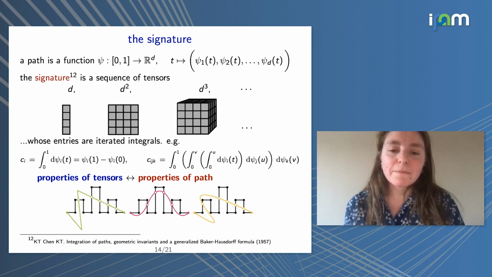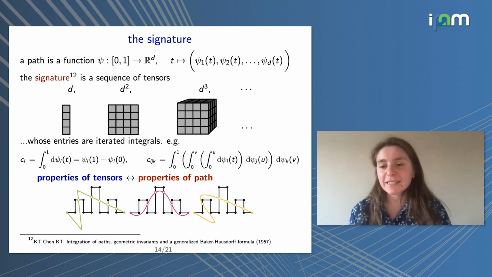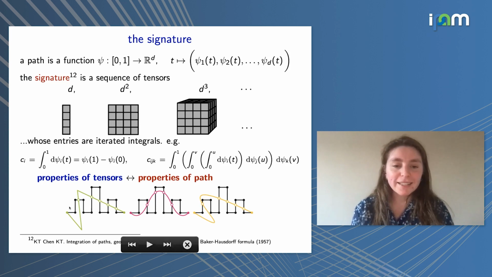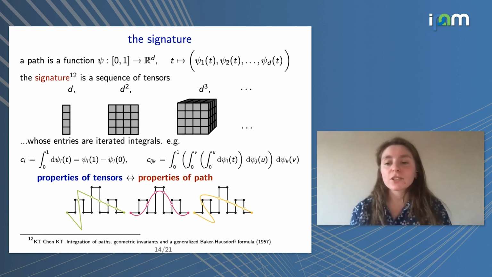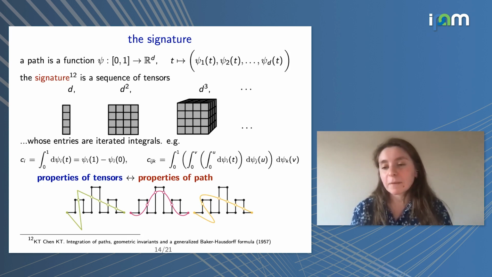Okay, and the signature encoding does capture some structure of the path, but it's not always so direct to see what exactly it is capturing. So for instance, here are some examples. These four paths, this black path here, and this green one, pink one, and yellow one, are four paths which all have the same signature up to level 3. So if you truncate their signature after this third term and ignore the higher order terms that appear, then as far as the signature is concerned, these paths are the same.